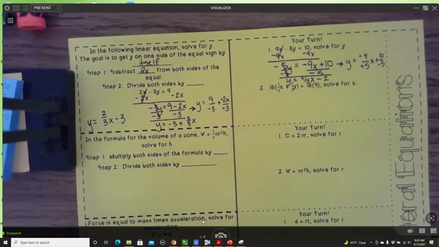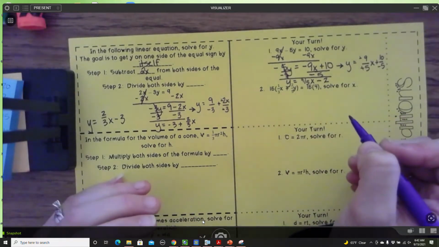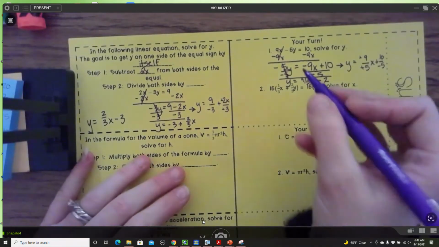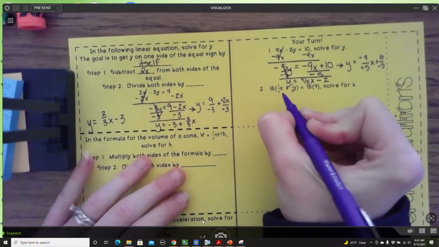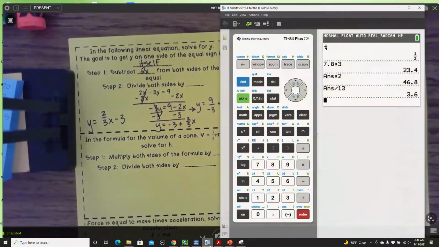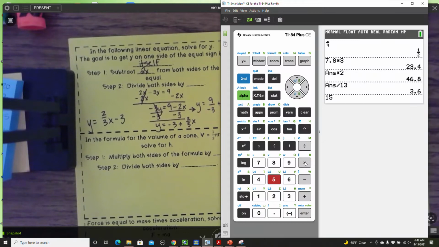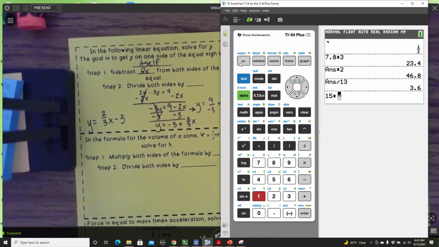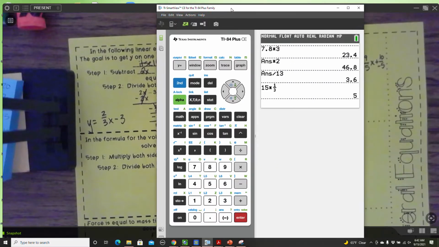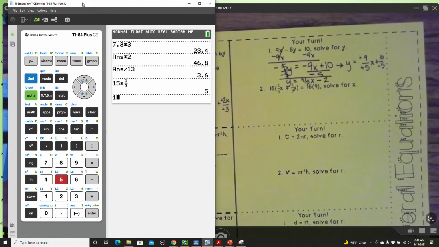All right, on number 2, the first thing that I need to do is to distribute the 15s out. So what I'm going to do, 15 times 1/3, and you can do it in your calculator. 15 times 1/3 gives me a 5. And then the other one was, let's see, 15 times 2/5.